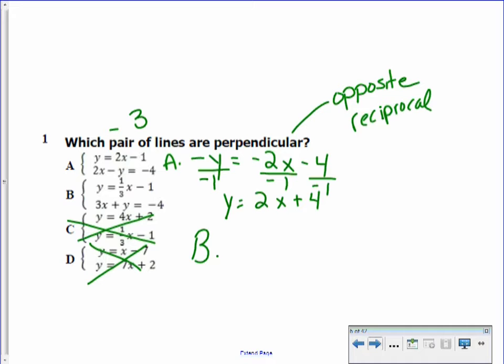So we take 3x plus y equals -4. We're going to subtract the 3x. Do I need to do anything else? No. Score. We have an answer.